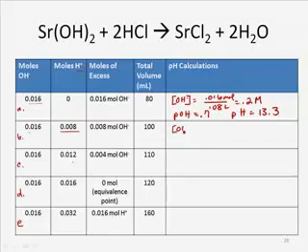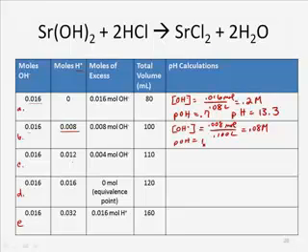So again, the hydroxide is still what is contributing to the pH. And so now I have 0.008 moles in 0.1 liters. So it's going to be 0.08 molar. So that's going to give me, again, a pOH of 1.1, which means my pH is going to be 12.9.